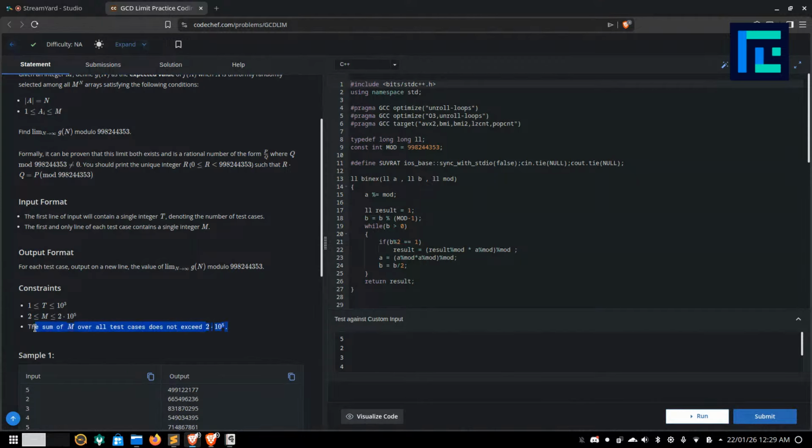Because of this particular constraint, the expected time complexity for this problem would be around O of m or O of m log m, because more than that would not fit inside the time limit. So that will be the expected time complexity.